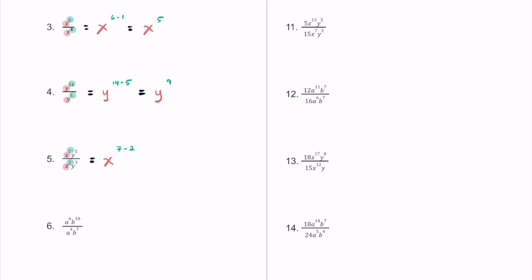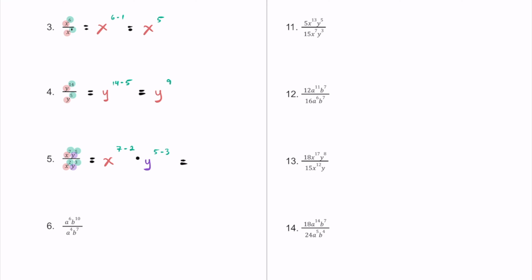Now that we're done with the x's, let's take a look at the base of y. So we have this y to the 5th power and y to the 3rd power. Since those have common bases of y, we can subtract their exponents as well. So we're going to multiply this by y raised to the 5 minus 3 power.